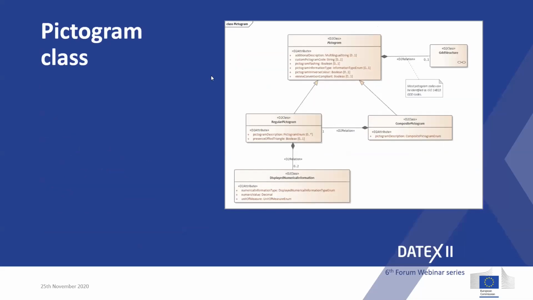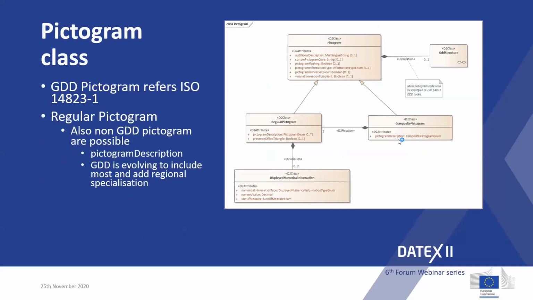Let's go through the pictogram class. The pictogram class is interesting because the pictogram is the pictorial part of the information representing the road sign, and it could be a regular pictogram, normally referred to as GDD. GDD is the ISO coding of road signs. A regular pictogram is a simple pictogram. We also allow for composite pictograms.